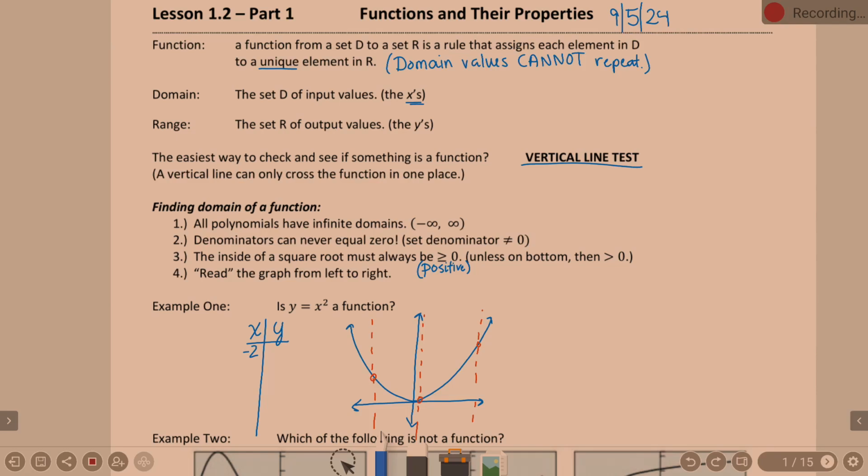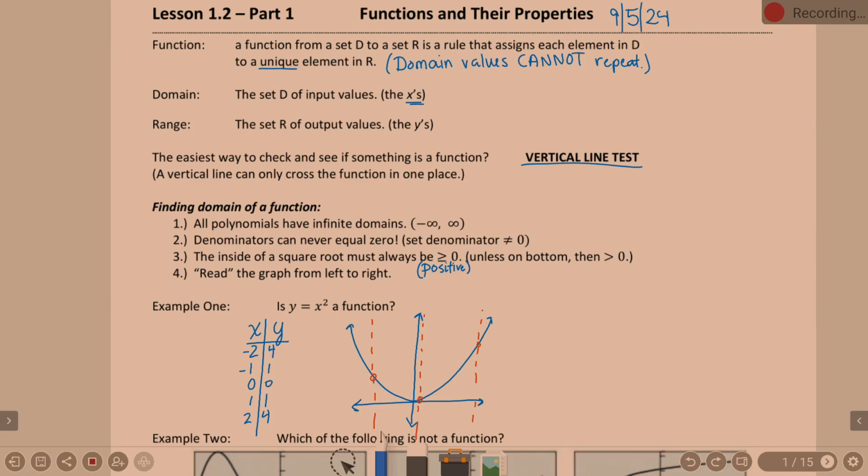If I put -2 in for x, what is my y value? -2 times -2 is 4. So 4. What about if I put in -1? 1. If I put in 0? 0. If I put in 1? And if I put in 2?